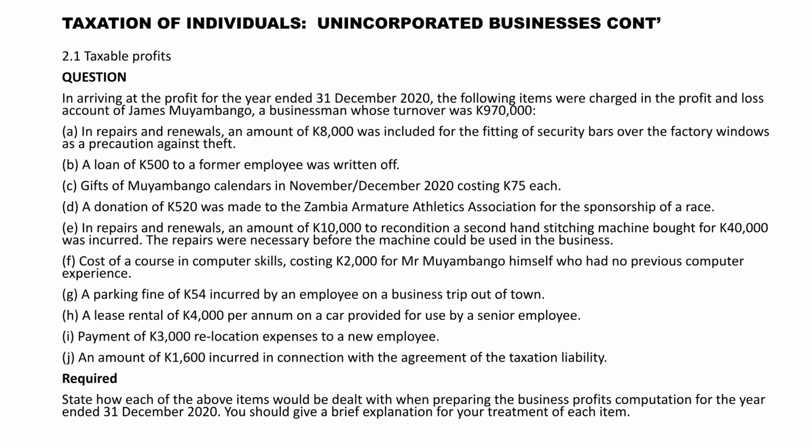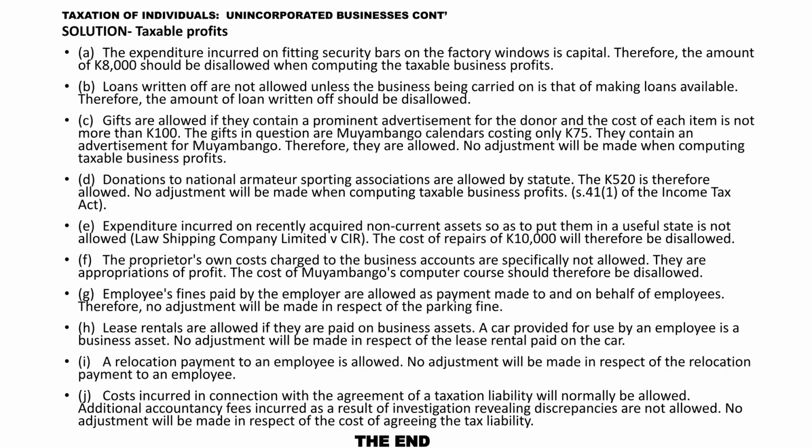We need to determine how various items charged in his profit and loss account, such as security bars, a written-off loan, and gifts, will be treated when calculating his taxable business profits. Security bars are capital expenditure, so they are disallowed. Loans written off are generally not allowed, unless it's a lending business. Muyambango calendars are allowed as they meet gift criteria. Donations to approved sporting associations are allowed.